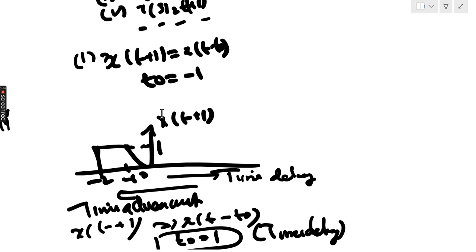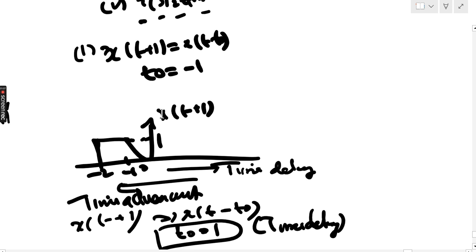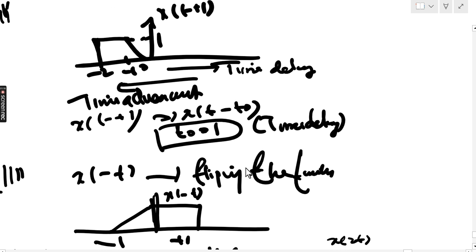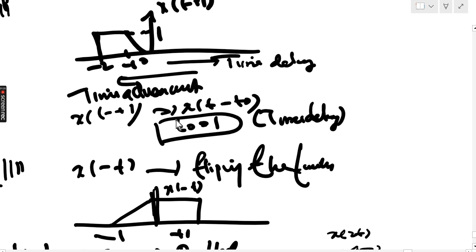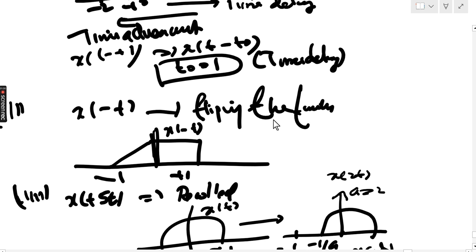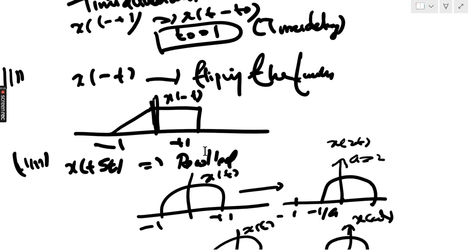Similar problem for x of t plus 1. I take this as x of t plus 1, t naught 0, minus 2, minus 1, 0, 1. The time delay, time advancement, x of t minus 1, x of t minus t naught, time delay. Second is flipping the function, x of minus t, by taking minus 1 to plus 1.